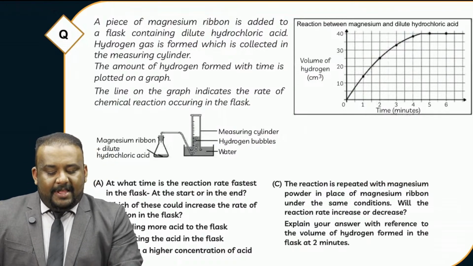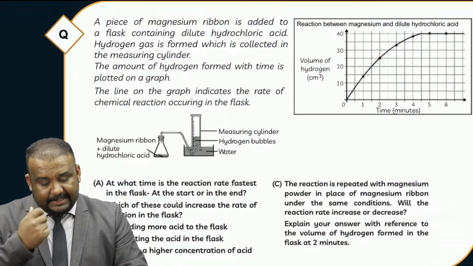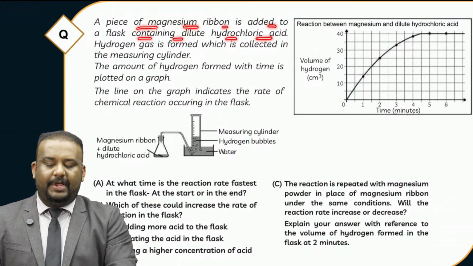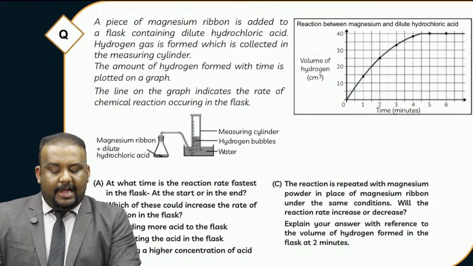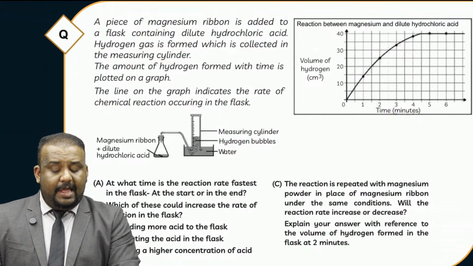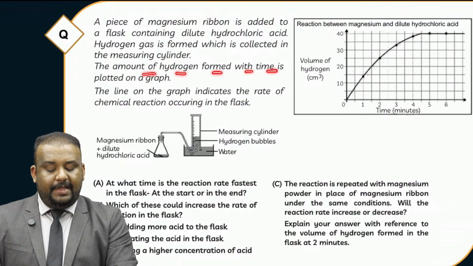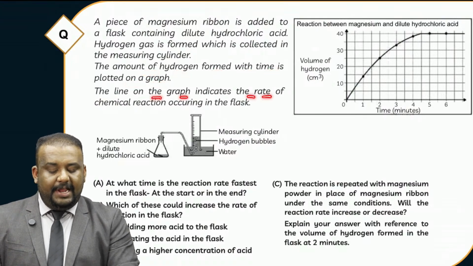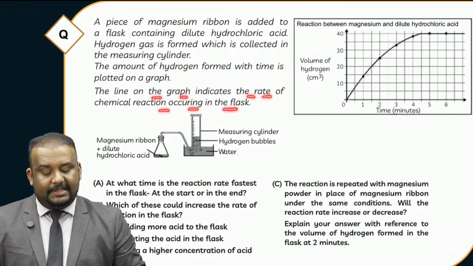Right. The next one is a case-based question. A piece of magnesium ribbon is added to a flask containing dilute hydrochloric acid. Hydrogen gas is formed, which is collected in the measuring cylinder. The amount of hydrogen formed with time is plotted on a graph. The line on the graph indicates the rate of chemical reaction occurring in the flask.